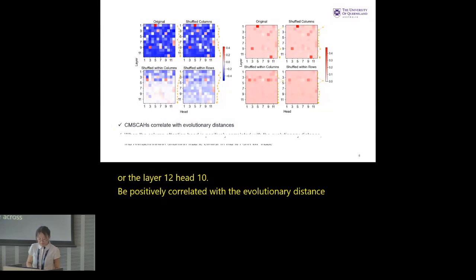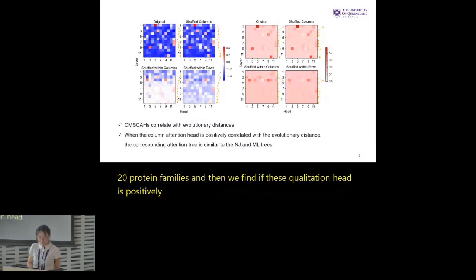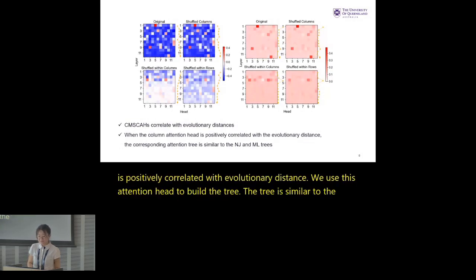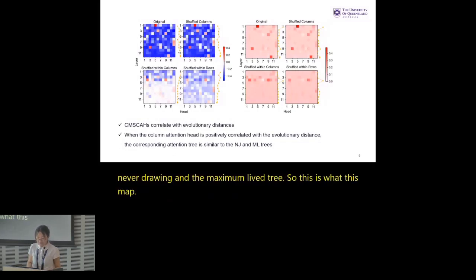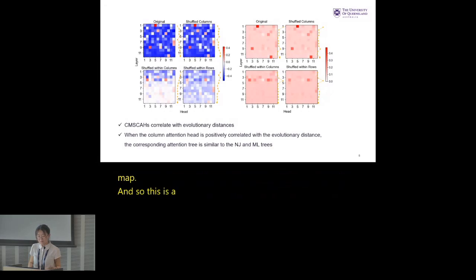And then we find that if a column attention head is positively correlated with evolutionary distance, we can use this attention head to build the tree. The tree is similar to the neighbor-joining and the maximum likelihood tree. So this is what this heat map tells us. And this is the result about the column attention space.